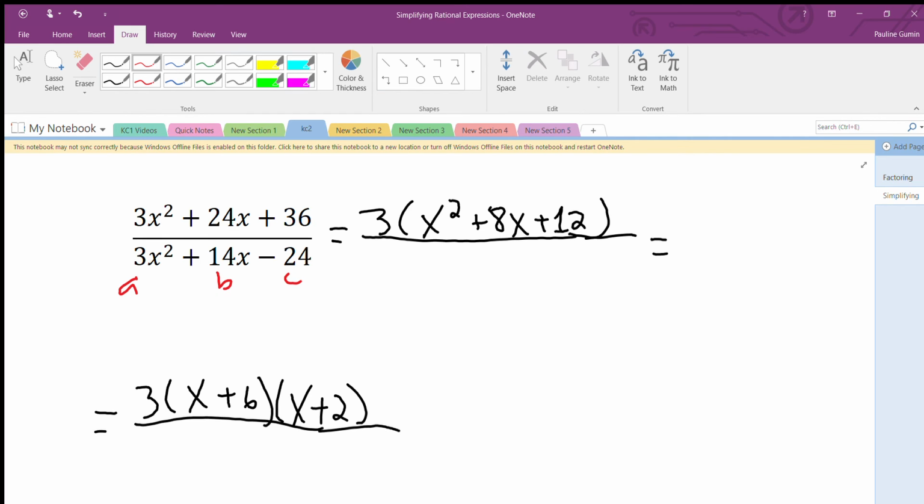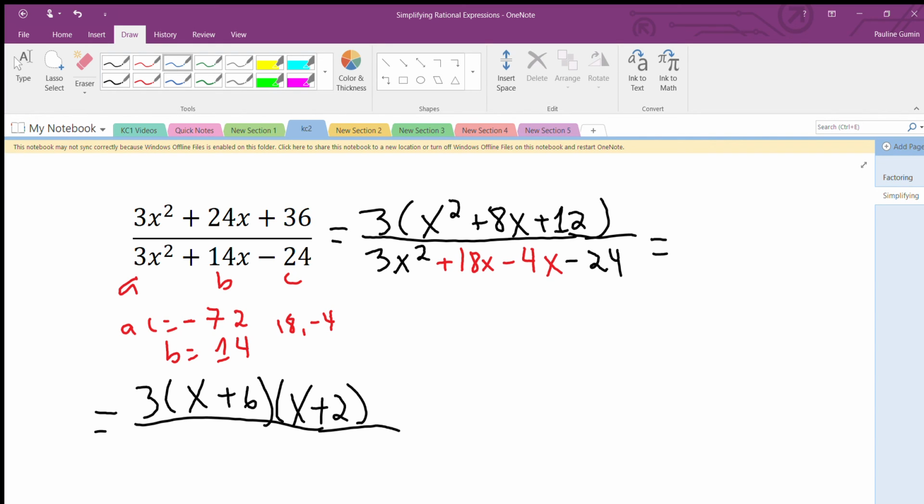ABC. AC is negative 72, not negative 20 or negative 24. B is 14. So that's 18 and negative 4. 18 times negative 4 is negative 72. 18 plus negative 4 is 14. I take those two numbers, I plop them in here.